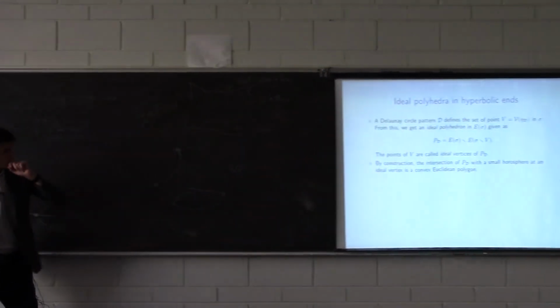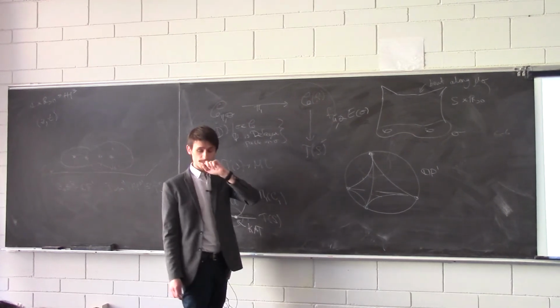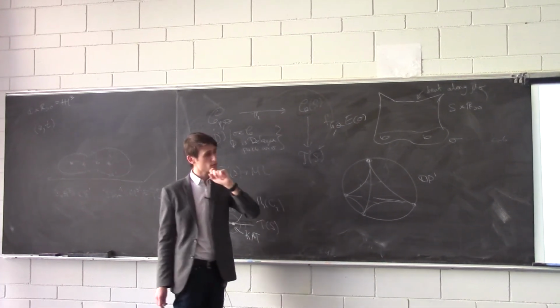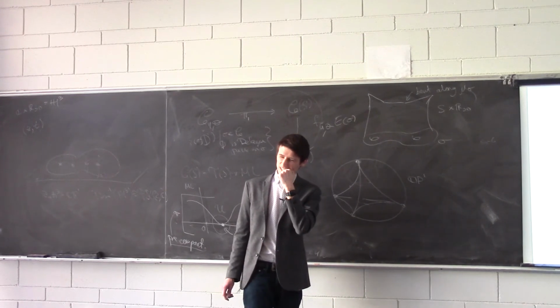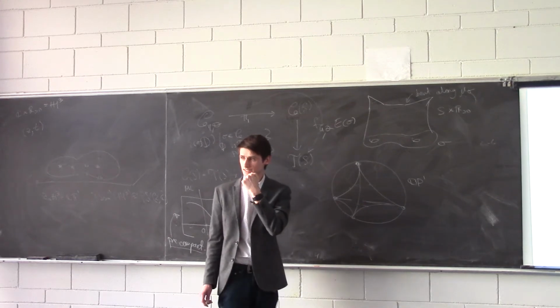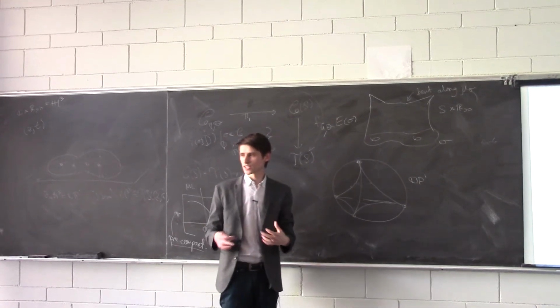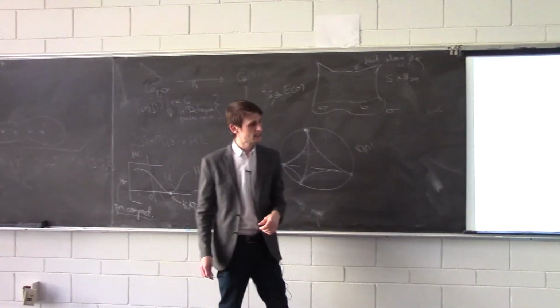So E of sigma minus V is this. Is it like the convex hull of V in H3? Yeah, kind of. It's the analog of that. It's the convex hull of that in the hyperbolic entity of sigma. Right. Yeah.